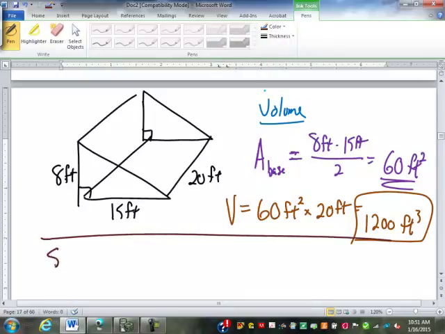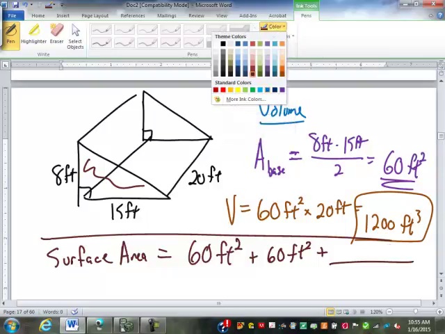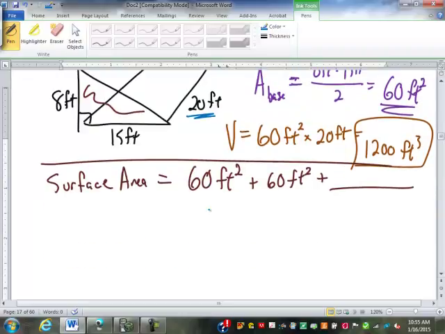To find surface area now, we have the area of the base is 60 square feet. Is there a second base? So yeah, there is a second base there, so it's another 60 square feet. So now we need to find the lateral area. To find the lateral area, we need the height, which we have, and we also need the perimeter of the base.